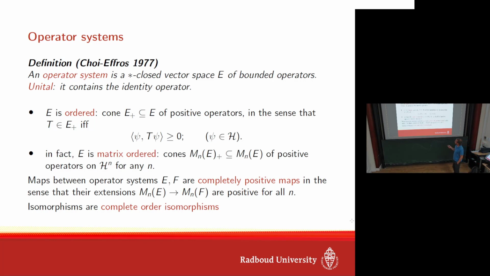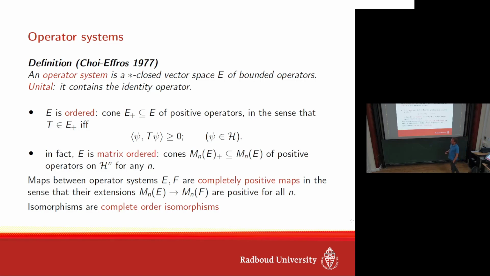And then the maps that you should consider between operator systems are completely positive maps. Positive is just E plus to F plus. Completely positive means this map extends to M_n(E), and then it also maps the positive cone in M_n(E) into the positive cone M_n(F)^+. So these are all positive. And isomorphisms are then complete order isomorphisms, which mean they really identify the order structure, in the sense that it's bijective and the inverse is completely positive.